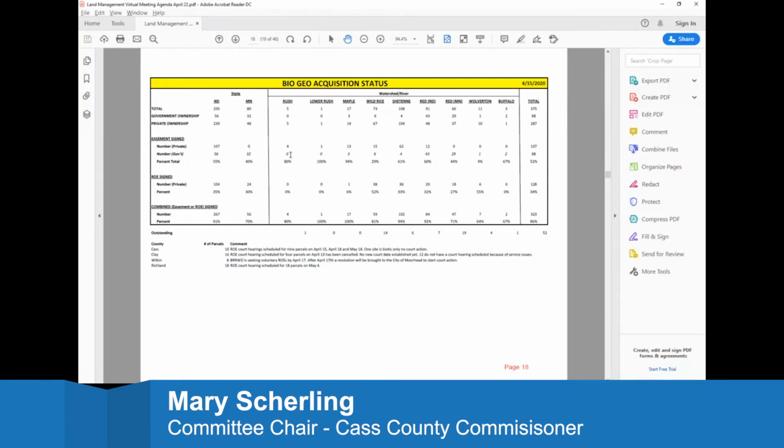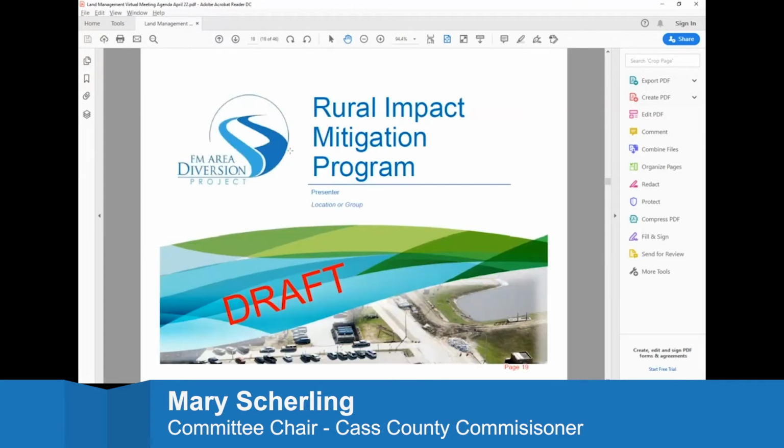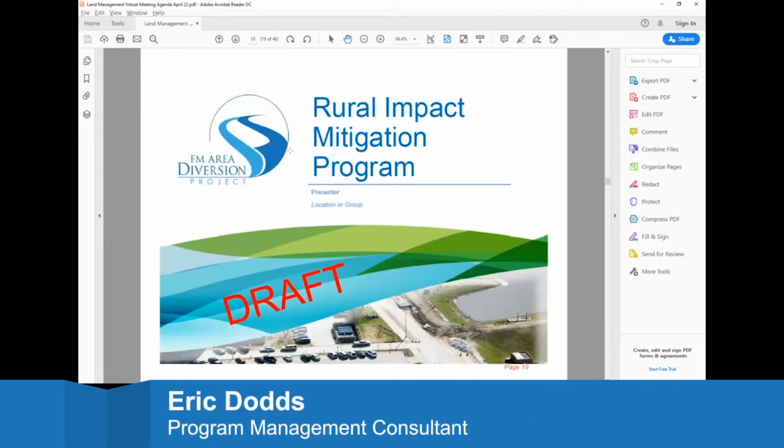Then let's go on to the draft farmstead relocation plan. Sure, thank you. Also starting in your packet here on page 19 is a presentation called the Rural Impact Mitigation Program. As you may recall, we've been working on the plan and policy for purchasing, relocating and reestablishing farmsteads that are impacted by the project. And this presentation talks about farmsteads. Please note that it would also apply to any other non-residential property, such as a rural business, for example.